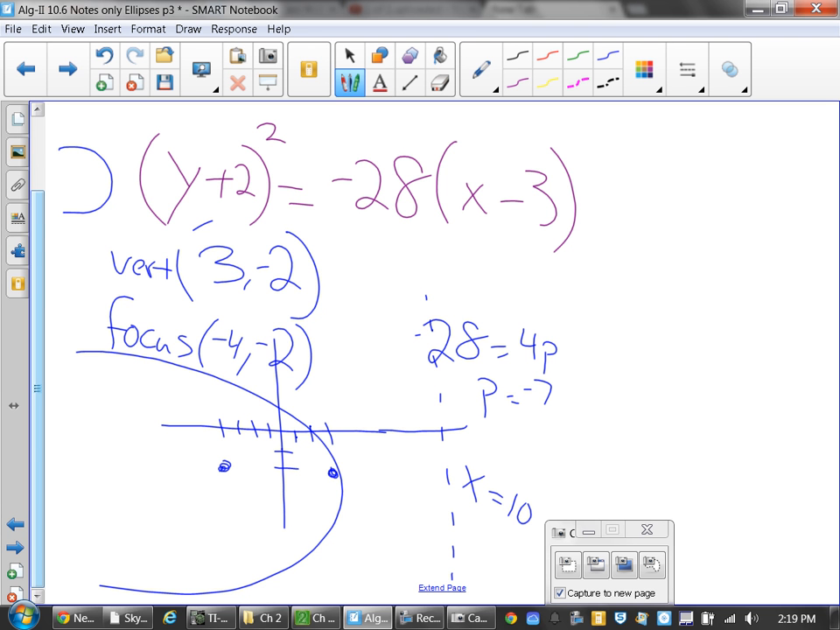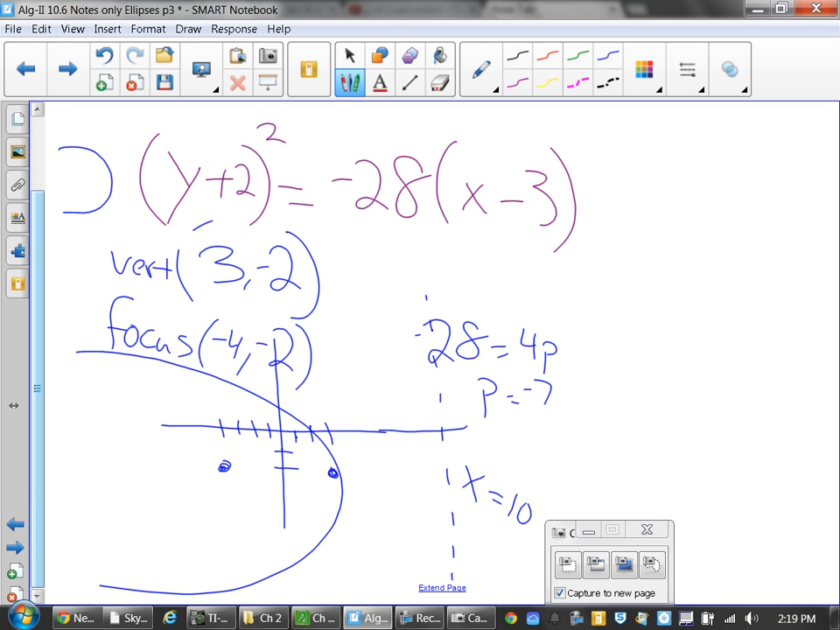Now, the other thing that you also did with these is you work backwards. You were given information and you wrote out the equation. You guys got good at that. It wasn't anything all that difficult. It was just a matter of identifying what parts were what.